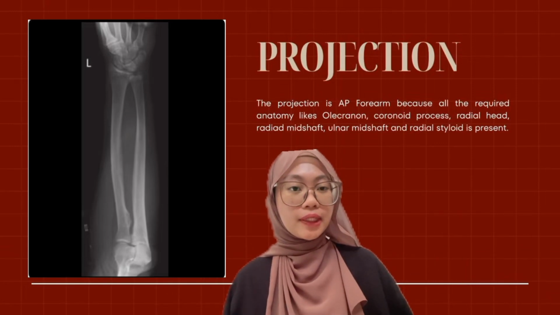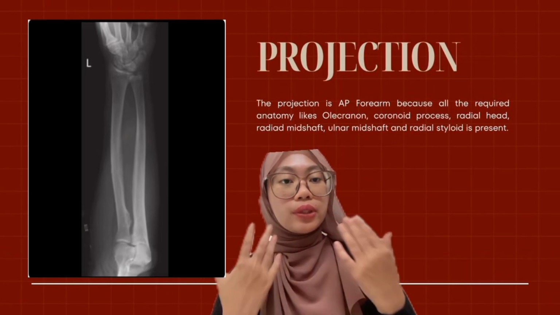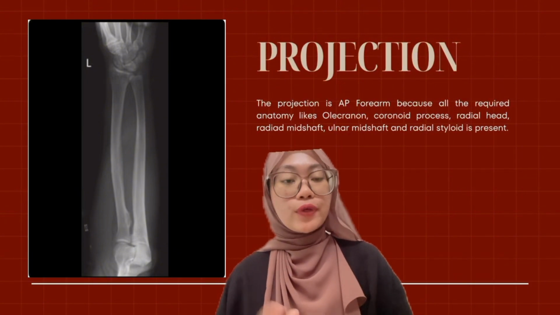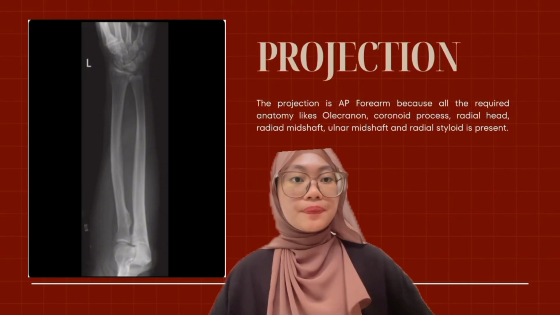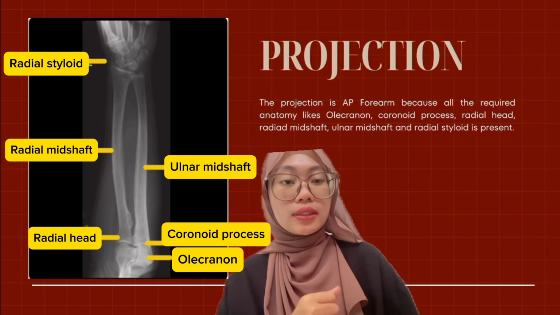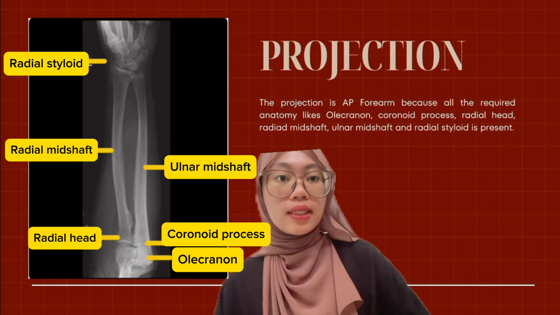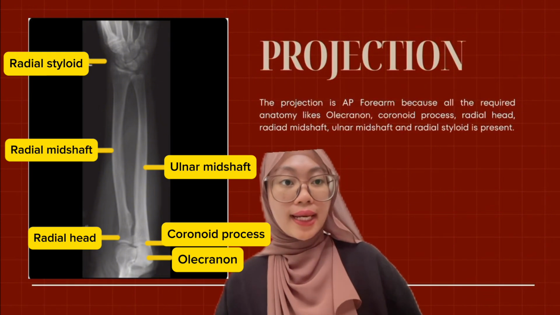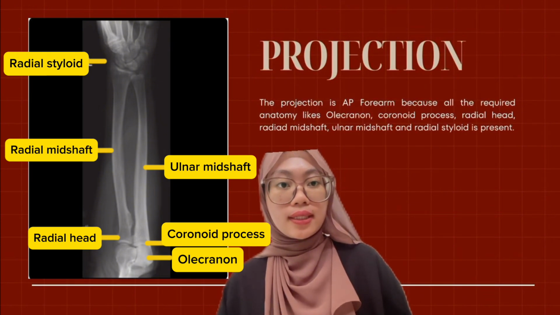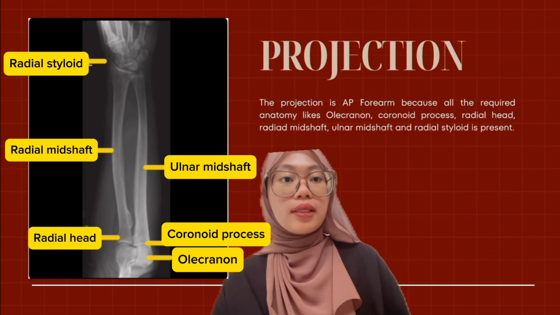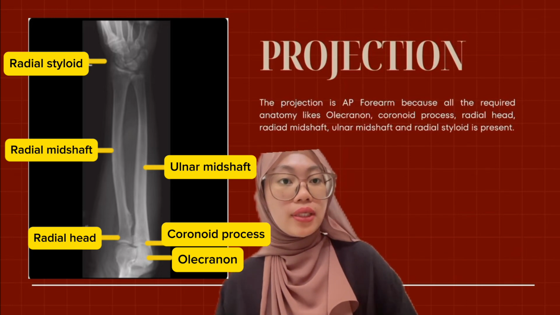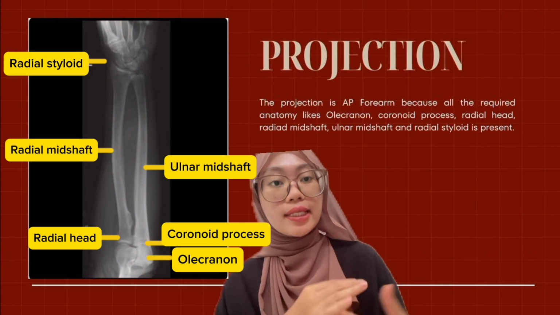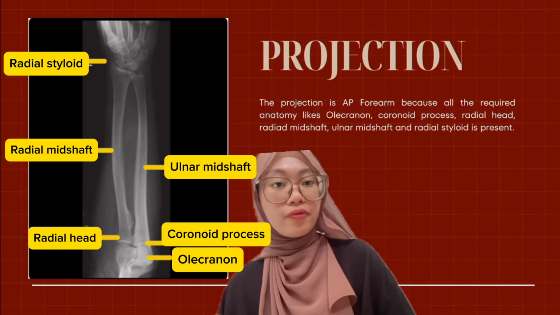Hi, my name is Amanara Fisa, and today we will be evaluating the image of the forearm. The structures that we can visualize here are the olecranon, the coronoid process, the radial head, radial midshaft, ulnar midshaft, and the radial styloid. So it indicates that the projection is in the AP forearm.